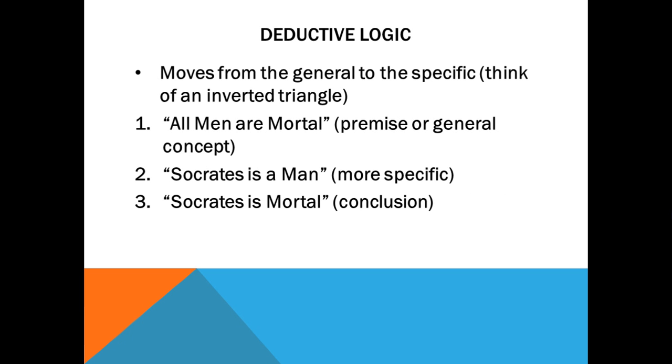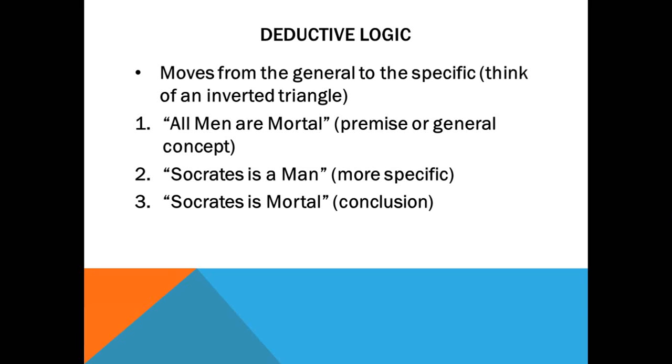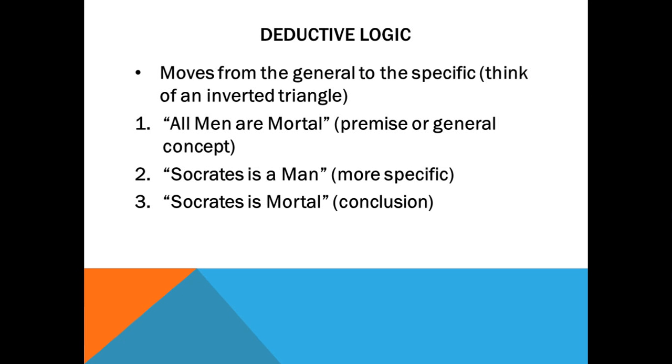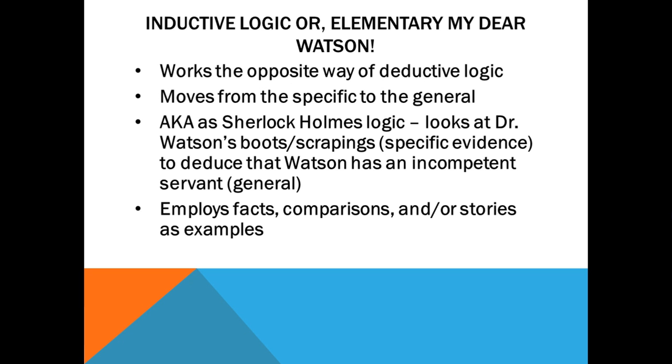Now, the first form of logic we're going to discuss is deductive logic. This moves from the general to the specific, and here you might want to think of an inverted triangle. A classic example of this is all men are mortal, which is the premise or general concept, and Socrates is a man, which is more specific, to the conclusion, which is Socrates is therefore mortal.